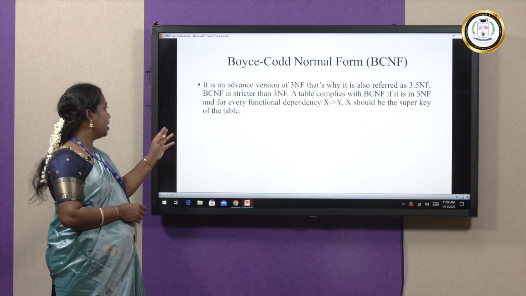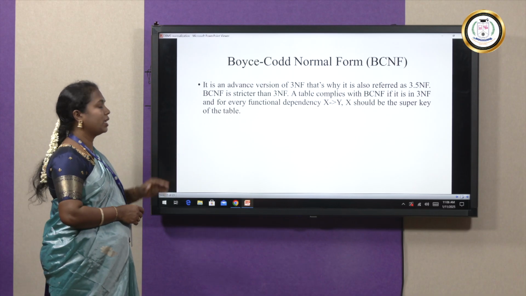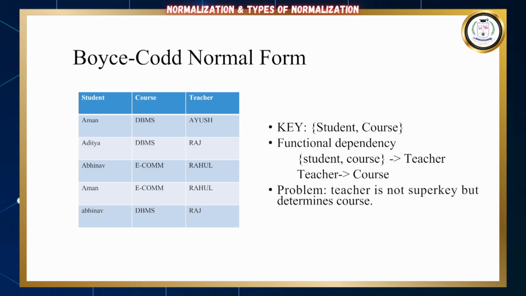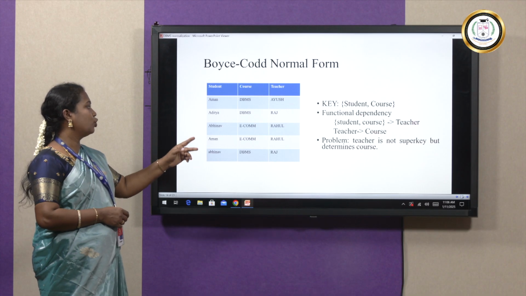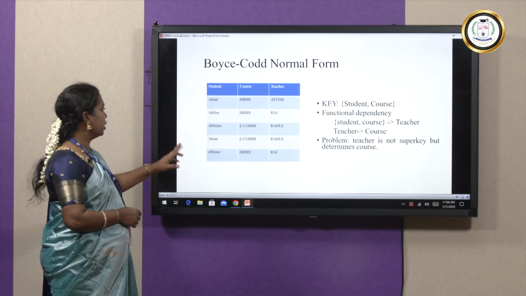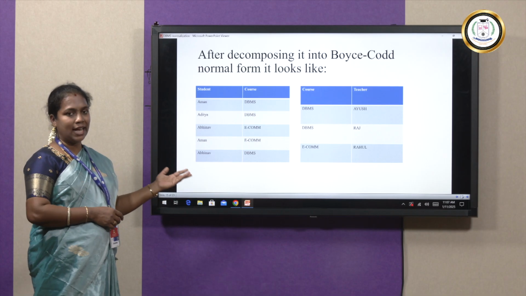A table is BCNF compliant if it is in 3NF and, for every functional dependency X tends to Y, X should be a super key of the table. Here the key is student, course. Functional dependency: student, course tends to teacher, and teacher tends to course. The problem is teacher is not a super key but determines course. See, after decomposition into Boyce-Codd normal form, it looks like this: student, course will be segregated, and then course and teacher. So the Boyce-Codd normal form is satisfied.